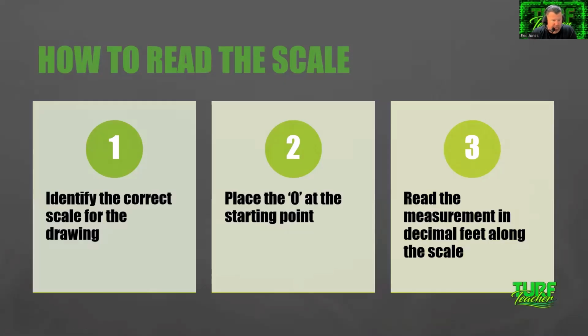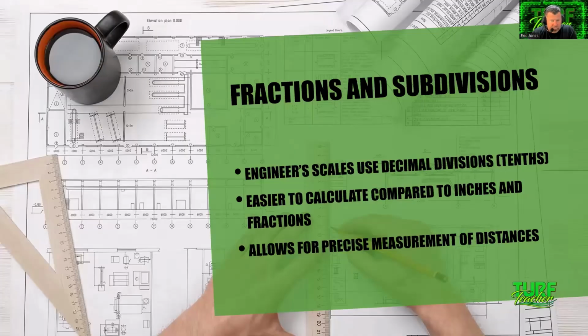So how to read the scale? Identify the correct scale for the drawing, place the 0 at the starting point, and then read the measurement in decimal feet along the scale. Fractions and subdivision: engineer scales use decimal divisions, tenths, which are easier to calculate compared to inches and fractions, and allow for precise measurements of distances.